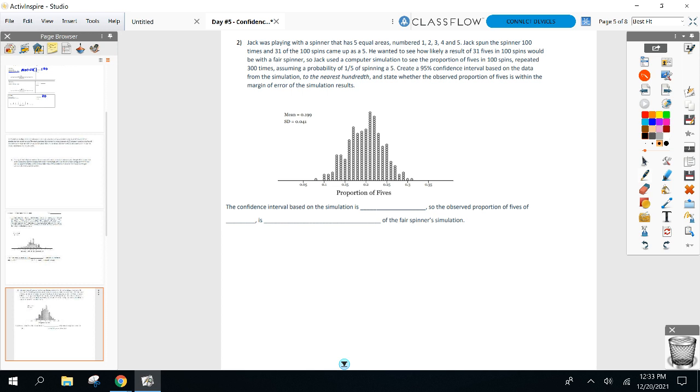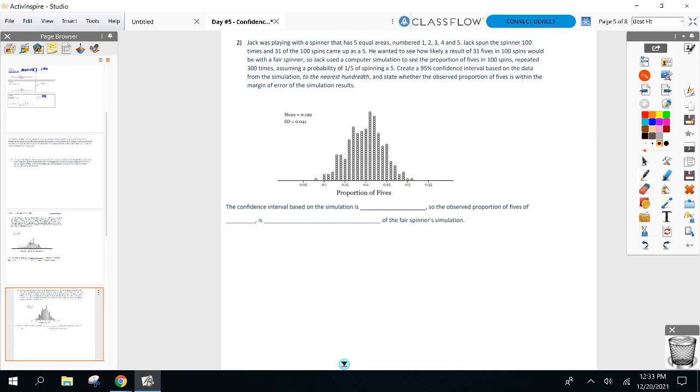So he's spinning a spinner, right? He's spinning a spinner. So he did it 100 times. Why? I don't know. Don't ask. It's just part of the problem. He's spinning it 100 times, and he gets 31 fives come up. 31 fives. And he wants to know, is that unusual or not? So here's how we're going to test if 31 fives is unusual or not.